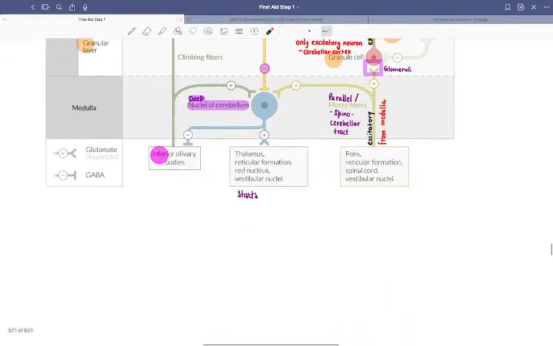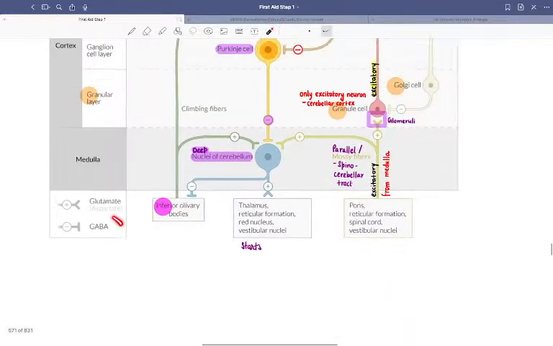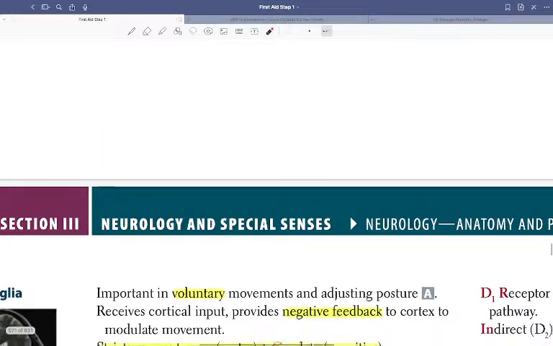All the inhibitory neurons use GABA in the CNS, and all the positive, excitatory ones use glutamate.